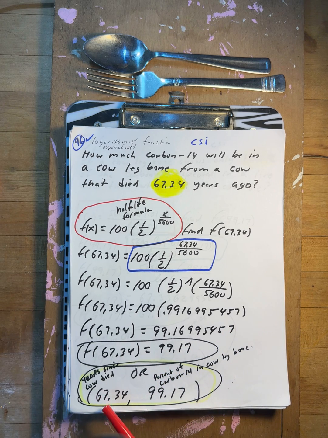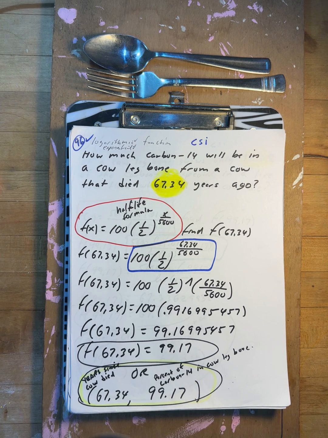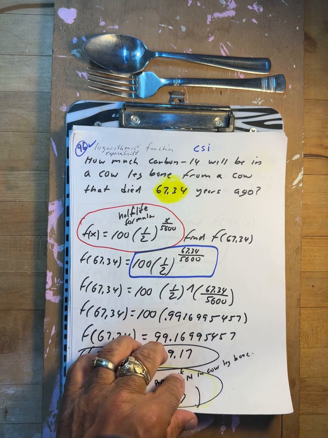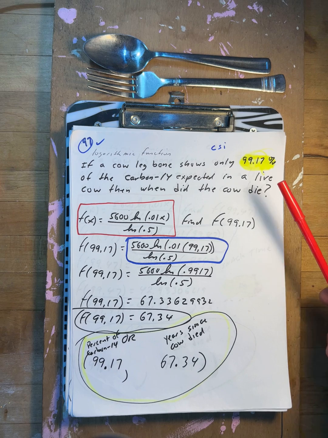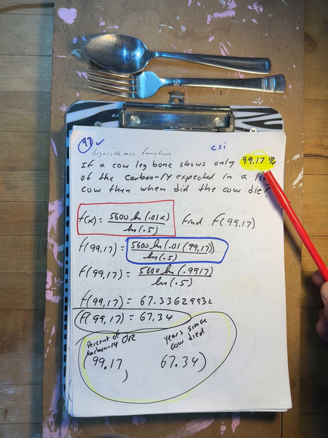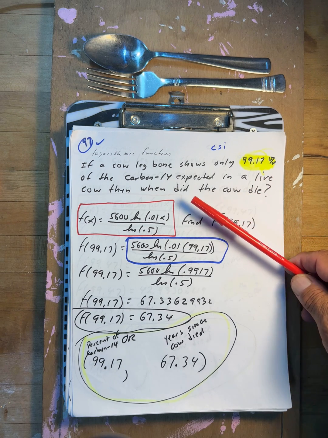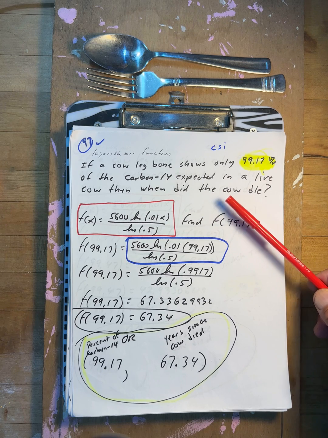So 67.34 years since the cow died means there's going to be only 99.17% carbon-14 in the cow leg bone. Okay, this is nice stuff, huh? All right, if a cow leg bone shows 99.17% of the carbon-14 expected in a live cow, then when did the cow die?